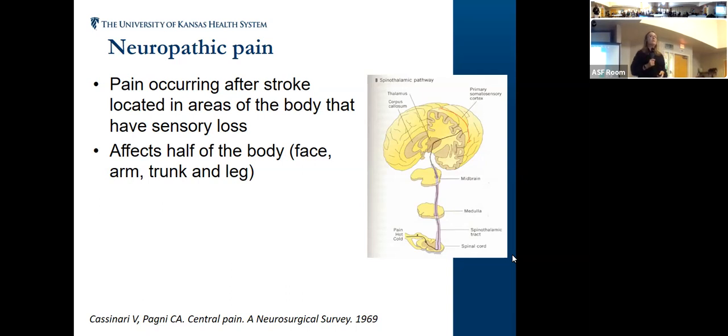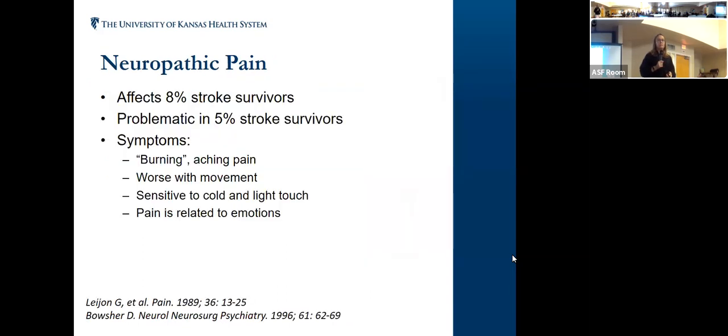Typically, if it's really central post-stroke neuropathic pain, it'll affect half of your body. So if half of your body was numb, then half of your body might be painful or tingly or burning or any of those words, cold, sensitive. That could be neuropathic pain. In this one study, it probably affected up to 8% of stroke survivors, and it was really a problem, interfering with their daily lives, at about 5%.